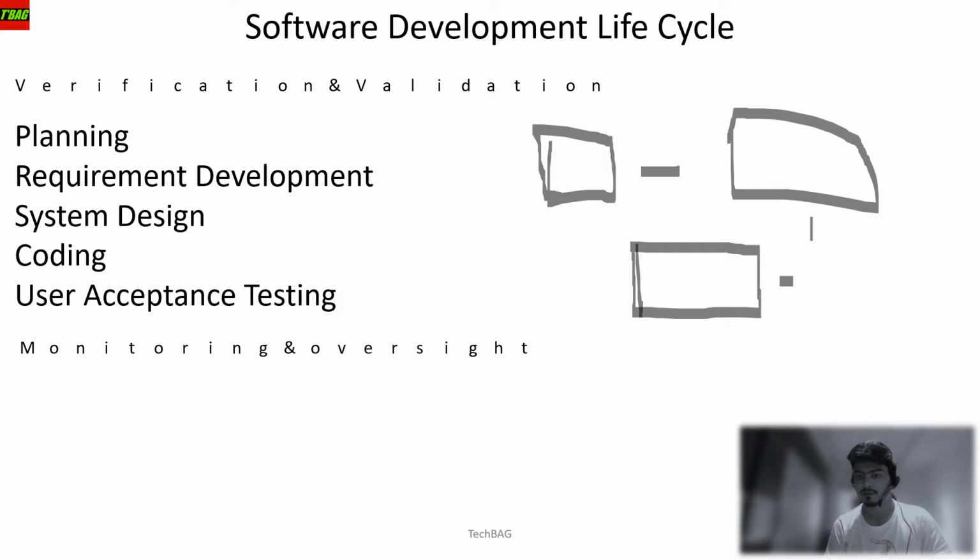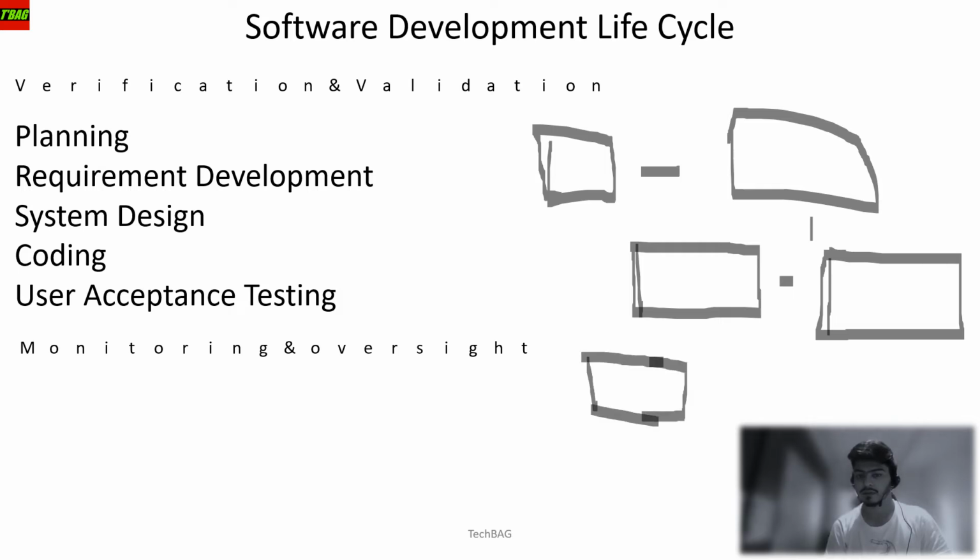So that's where the coding comes into the picture, where the actual development is done, and then after the coding, the acceptance testing, and the product is developed. So, coming again, we do planning first, then requirement development, then system designing, then the coding, and then the UAT.